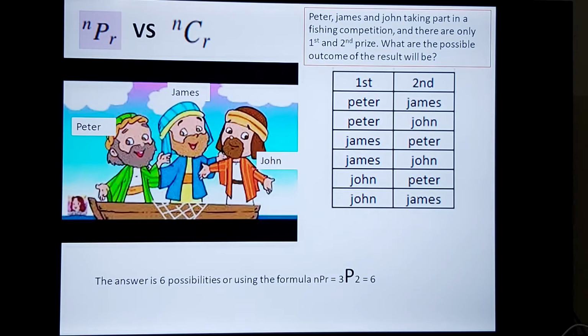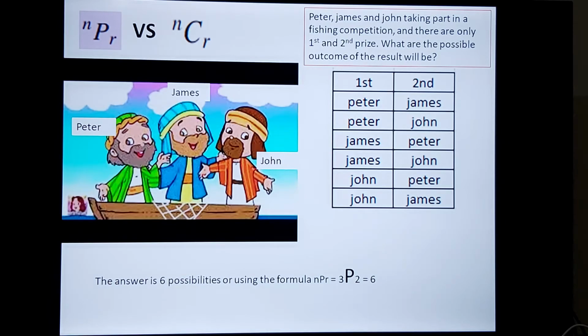The three disciples of Jesus, Peter, James, and John, because they are all fishermen, are taking part in a fishing competition, and there are only first and second prizes. So what are the possible outcomes of the result? Of the three of them, only two will get first and second prize.